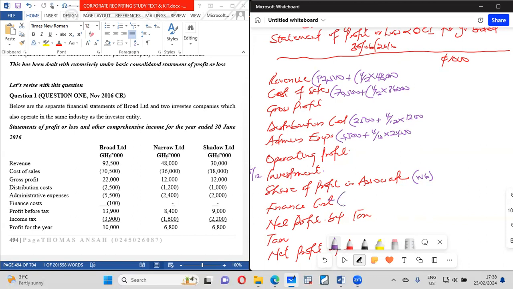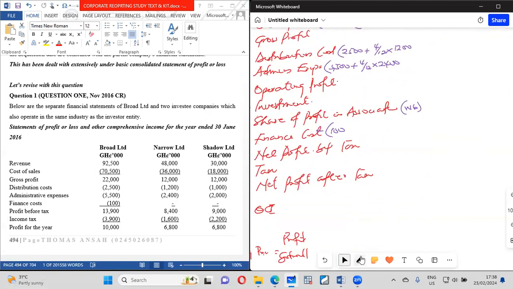Then finance cost, what do we have? We have just 1,000. There is no additions to that. If there is any dividends, you know what we will do. So let's just put it here. Plus 0. Then tax, 3,900 plus 4/12 by 1,006.